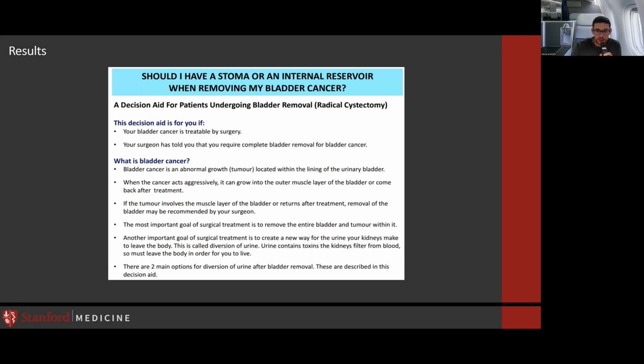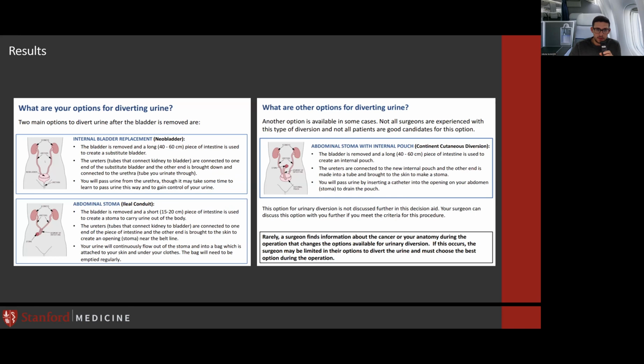And so this is what the patient decision aid actually is. This is the first page, and again, it's just laying out what this decision is. So, should I have a stoma or should I have an internal reservoir when you remove my bladder cancer? They give a little bit of background on bladder cancer, and then they really dive into what your options are for diverting your urine. And so they talk through internal bladder replacement or neobladder, what an ileal conduit looks like and how that works.